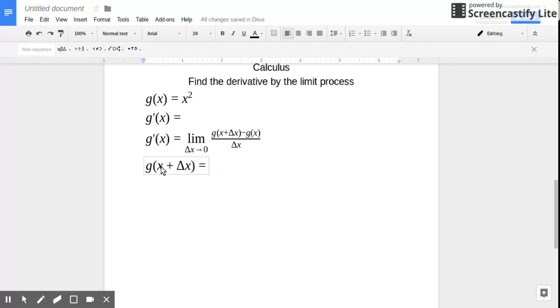Now remember, whatever is in parentheses right here, this x plus delta x, is going to be going in right in here for this x. You got to keep that in mind. I know it took me a little bit of time to wrap my mind around that when I was first learning this stuff. All right. So we're going to go ahead and put a parentheses, and squared.